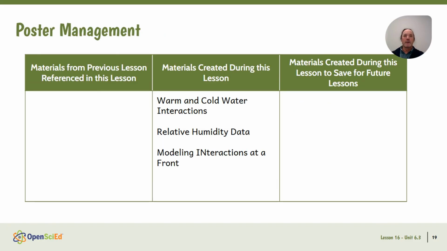And there are really only three charts or interactions that come out of this. One is the warm and cold water interactions chart. The second is using the graphs of relative humidity data. And then lastly, the modeling of interactions at a front, which gets sort of co-created as part of that consensus discussion.